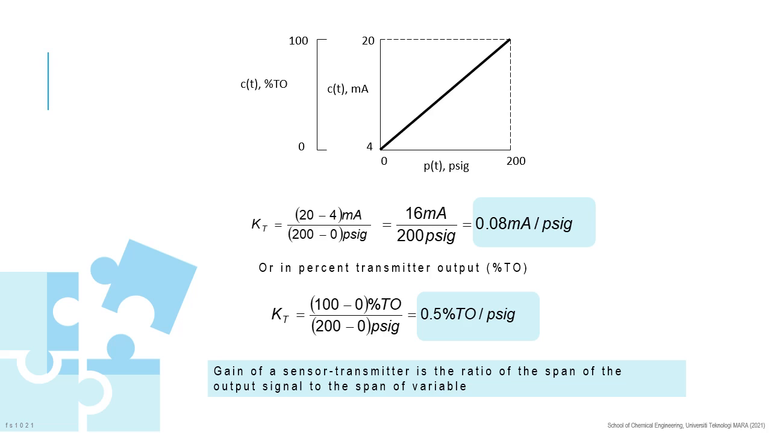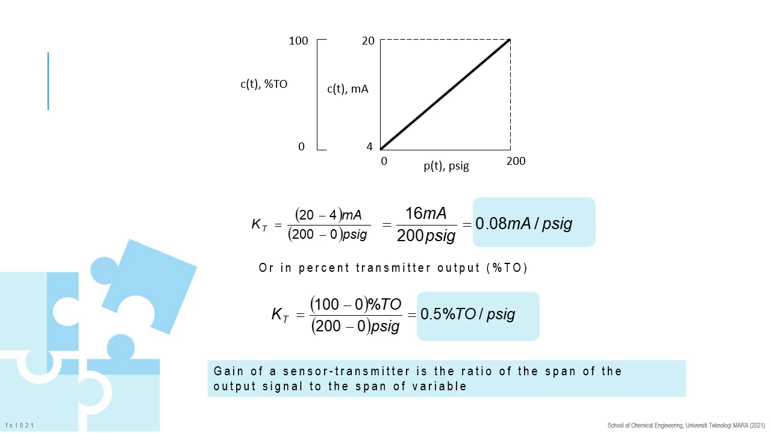For the current electronic signal, transmitter gain can be obtained by dividing the output, which is the electronic signal range, 20 minus 4, by the range of the process variable, which is 200 minus 0. So we will get 0.08 mA per psig.